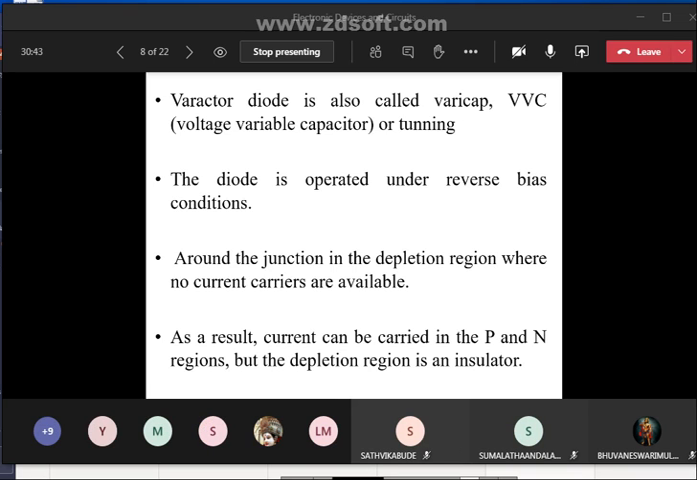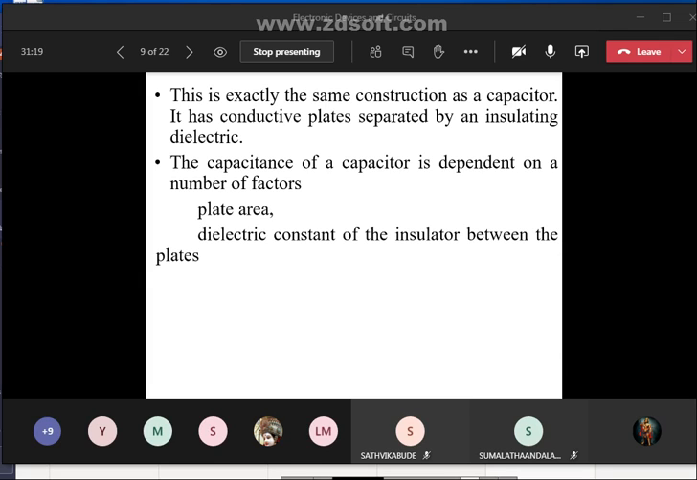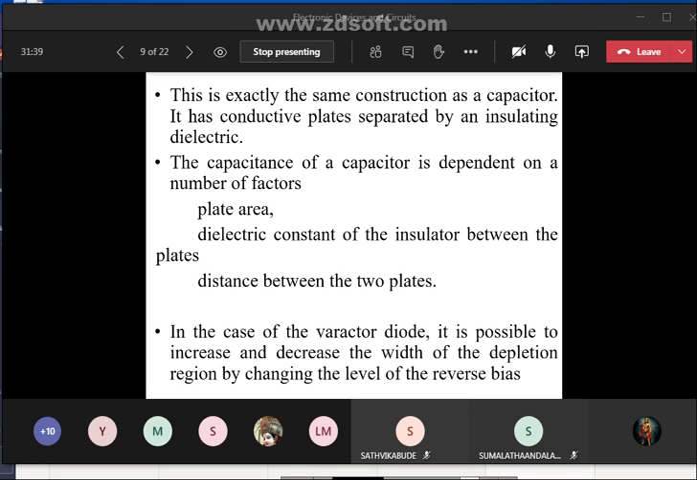Here the diode is operated under reverse biased conditions. Around the junction, in the depletion region, no current carriers are available. So current can be carried in the P and N regions, but the depletion region is an insulator, right? Actually this is the same construction as a capacitor. It has conductive plates separated by an insulating dielectric. The capacitance depends on a number of factors, that is plate area, dielectric constant of the insulator between the plates, and the distance between the two plates.